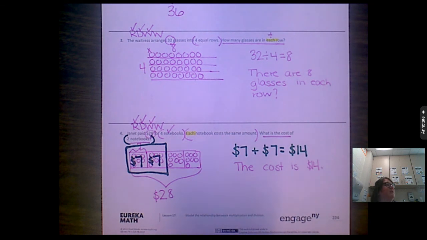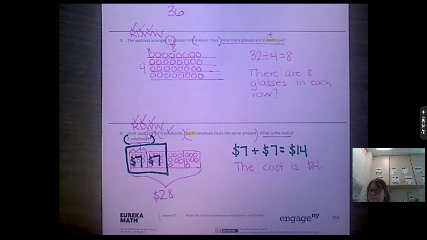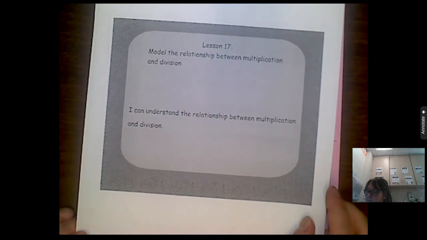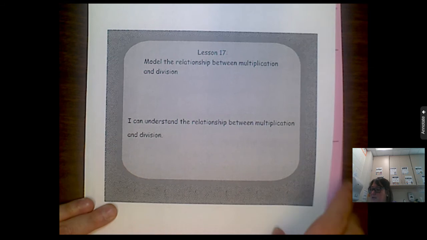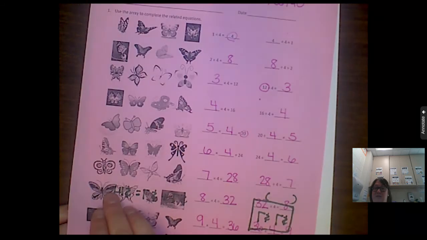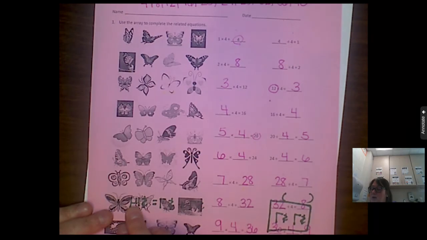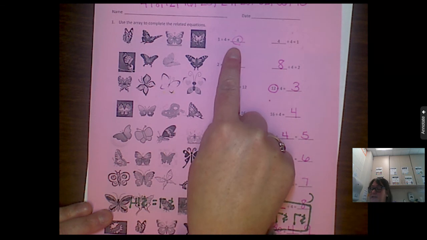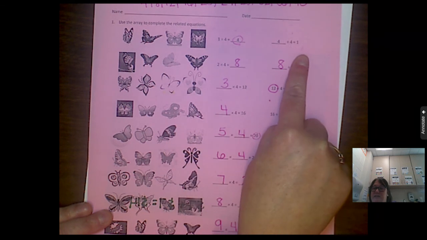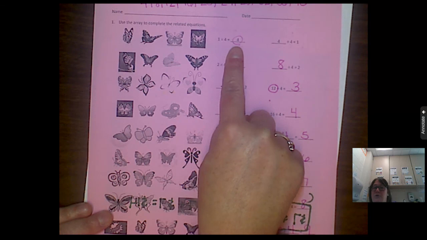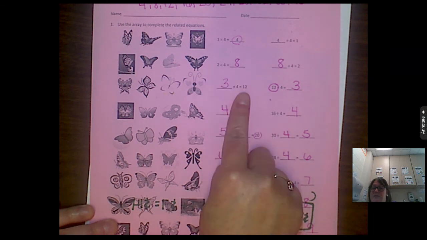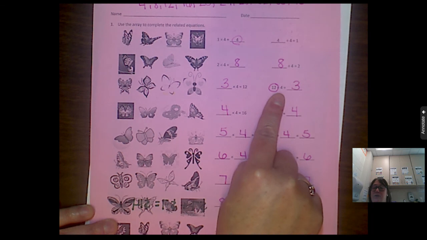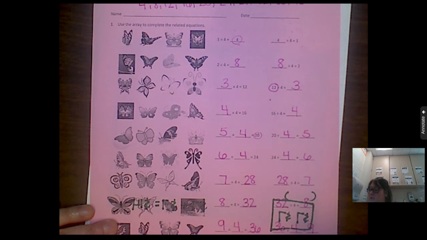If you need to pause it, you can. If I look back at our lesson for today, I can understand the relationship between multiplication and division. That's what we did, that whole front page, right? We took our multiplication sentences and we turned them into division sentences. Once we knew the total in our multiplication equations, we took those totals and that was the first number in our division sentence. And then we kind of just worked backwards.